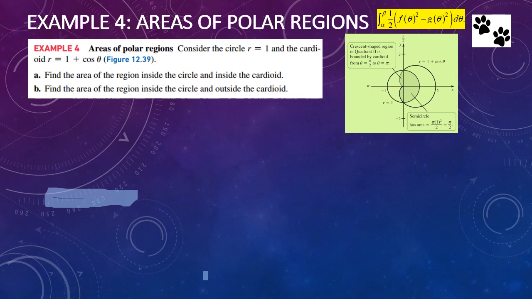So now let's look at another example about how to calculate areas of polar regions. Consider the circle r equals 1, which you can see here to the right, and the cardioid r equals 1 plus cosine theta, which you see here, this kind of sideways heart shape. For part A, find the area of the region inside the circle and inside the cardioid. Okay, so in this green figure, you can see that shape is already shaded. It's inside the circle and inside the cardioid.